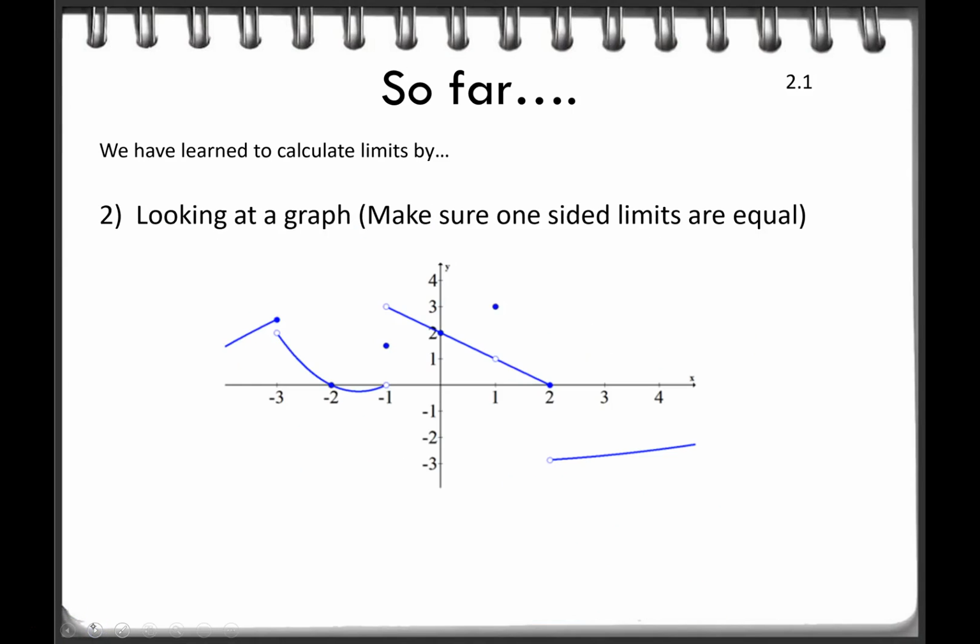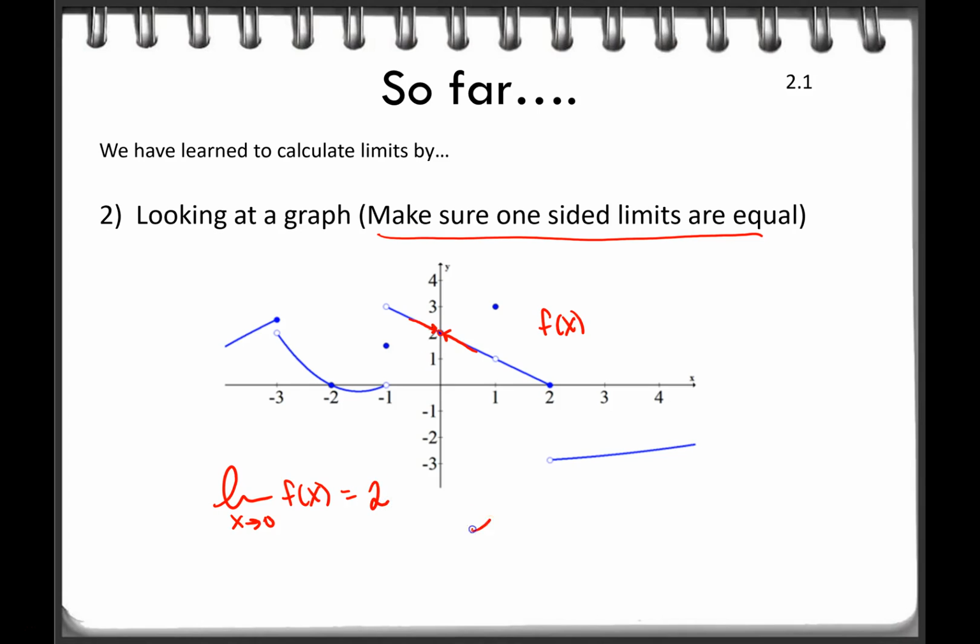All right, the other way that we've learned to calculate limits is by looking at a graph. So what we do here is we make sure that the one-sided limits are equal. So for example, the limit as x approaches 0, we'll call this graph f of x. Okay, the limit as we approach 0, well, the limit from the left is 2. The limit from the right is 2. So our limit as x approaches 0 is going to be 2.